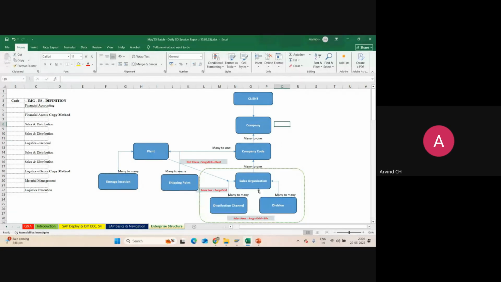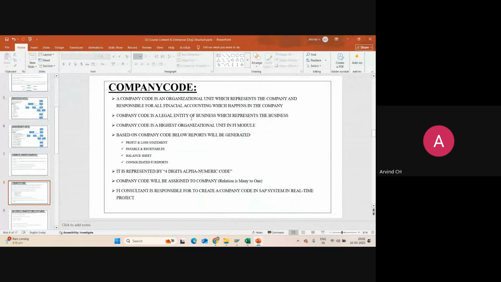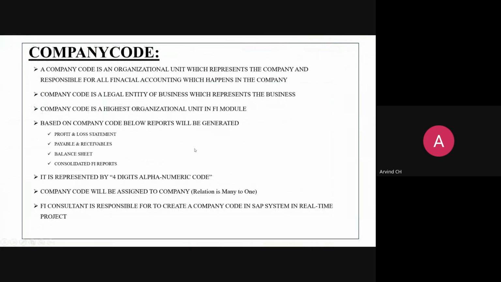Okay, let me explain in which scenario a company will have various company codes. I will explain in the next slides. You will understand the concept. Now, company code. A company code is an organizational unit which represents the company and is responsible for all financial accounting. Whatever the profit and loss, whatever the balance sheet, that will be recorded in the company code.